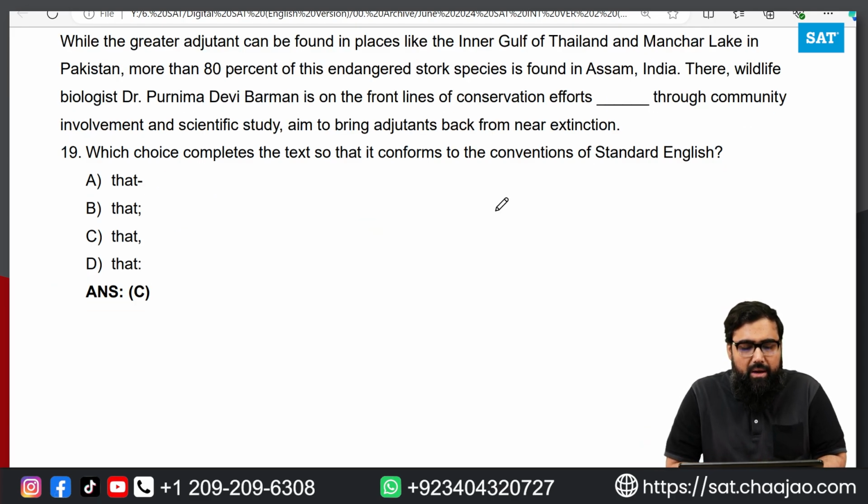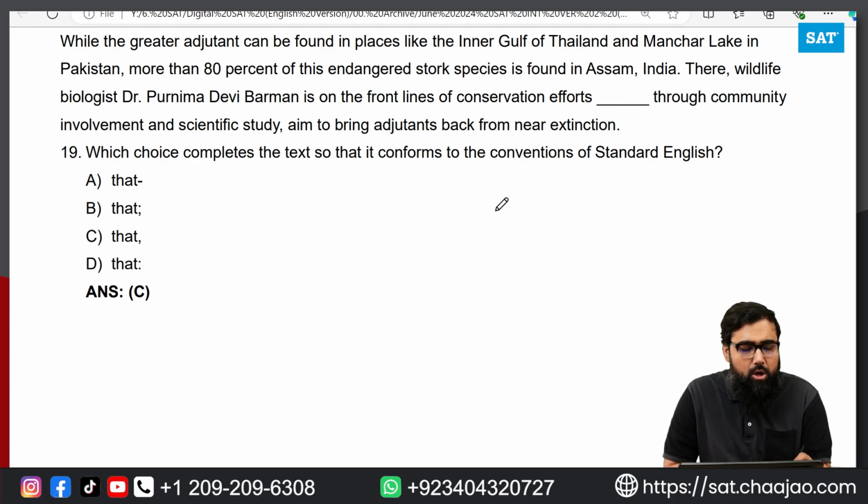While the greater adjutant can be found in places like the inner Gulf of Thailand and Manchar Lake in Pakistan, more than 80% of this endangered stork species is found in Assam, India. There, wildlife biologist Dr. Purnima Devi Burman is on the front lines of conservation efforts, through community involvement and scientific study, aim to bring adjutant back from the near extinction.